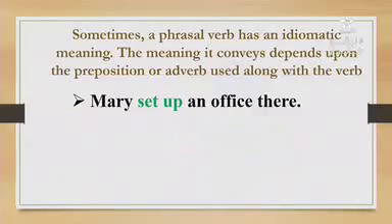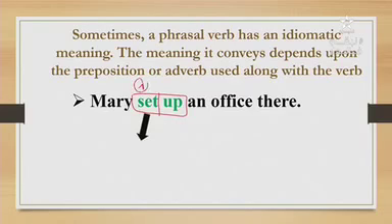For example, let's have a look at this example. We have Mary set up an office there. As you can see here, the phrase is composed of two entities. We have number one, which is a verb, and we have number two, which can be a preposition, and it can be an adverb as well.